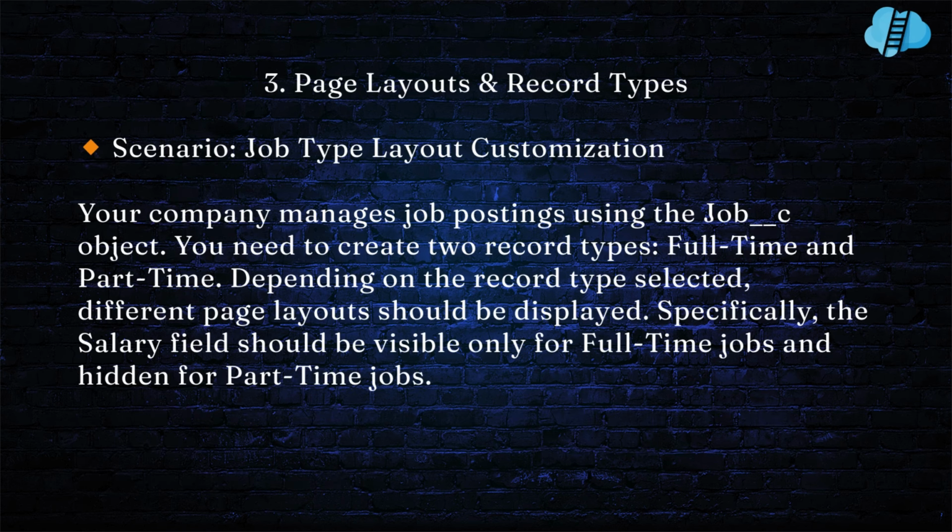3. Page layouts and record types. Scenario: job type layout customization. Your company manages job postings using the job__c object. You need to create two record types, full-time and part-time. Depending on the record type selected, different page layouts should be displayed. Specifically, the salary field should be visible only for full-time jobs and hidden for part-time jobs.